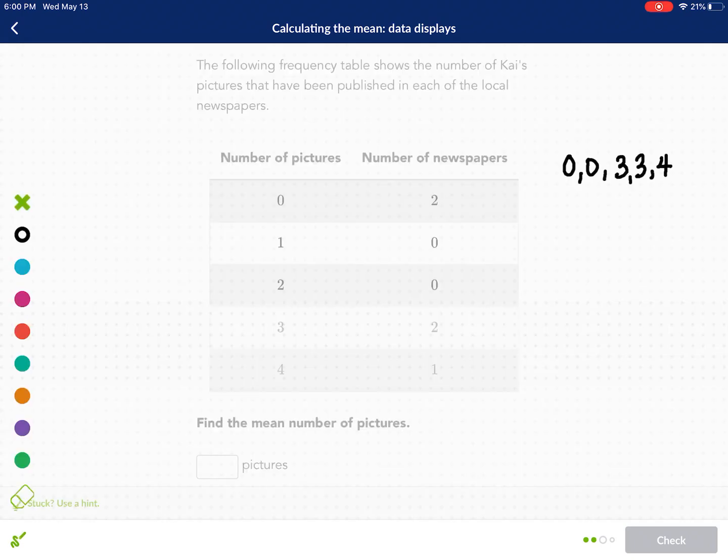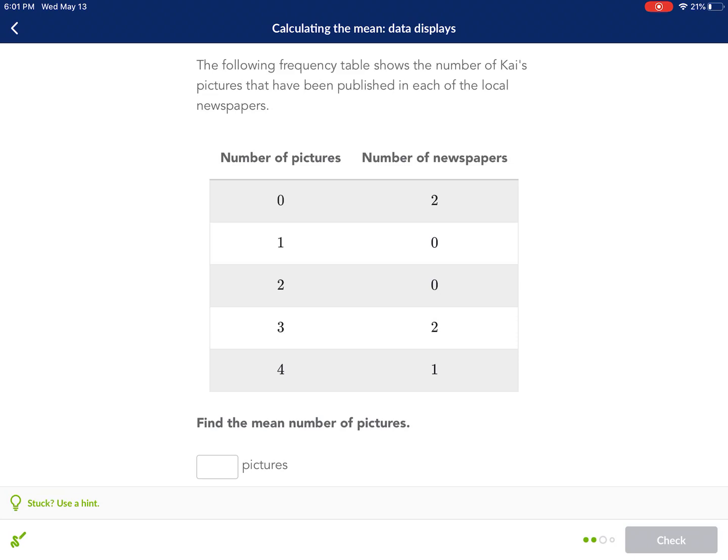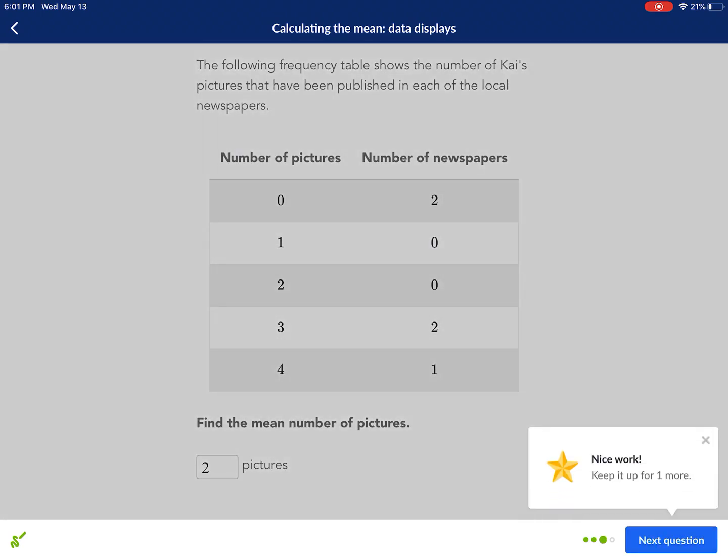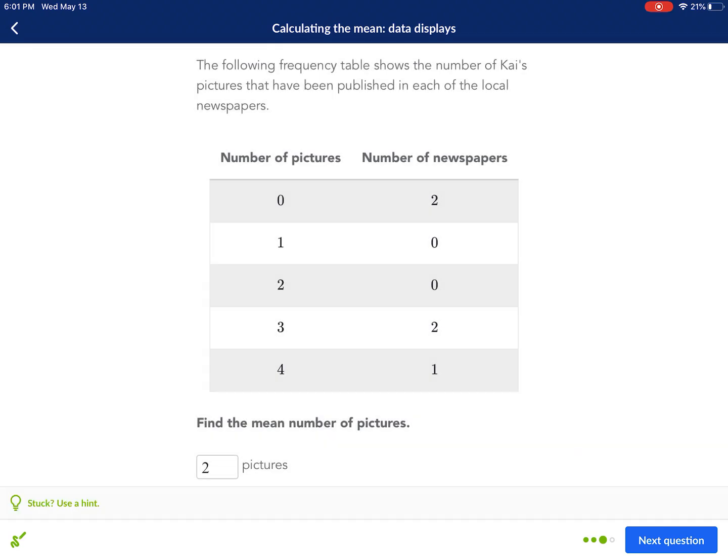All right, so we need to add those numbers up. 3 plus 3 is 6. 6 plus 4 is 10. And we had a total of 1, 2, 3, 4, 5. So 10 divided by 5 equals 2. Watch it tell me I'm wrong. Just watch it. All right. Oh, I got it right, even though that was incredibly weird.